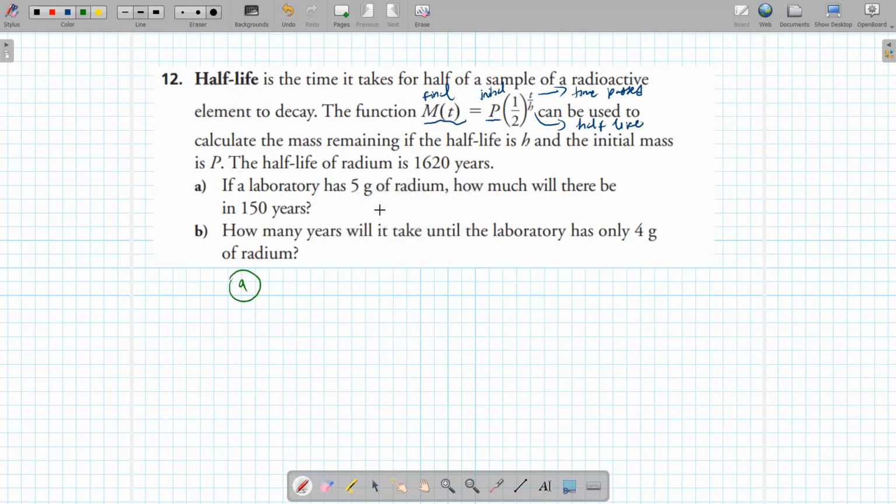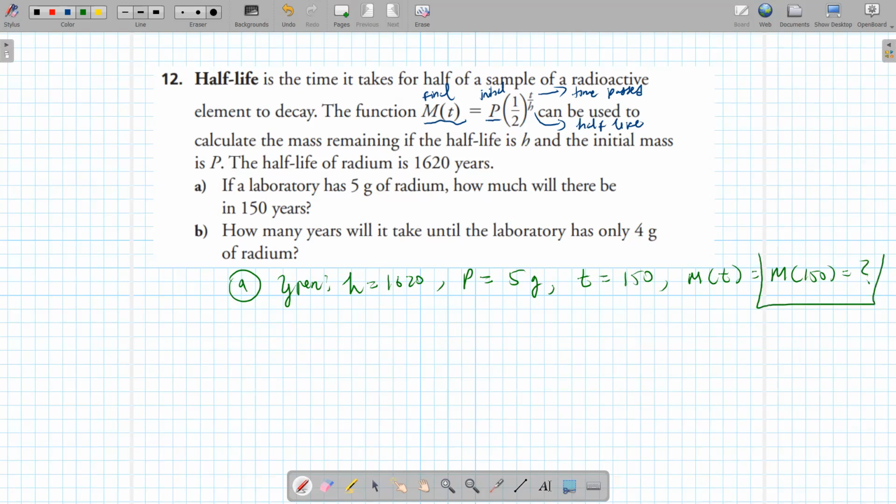Let's look at A. It's what is given in part A. Well, we know the half-life H is 1620. And we know if this one has 5 grams of radium, that's going to be our starting weight. P is 5 grams. And we know the time that passes is 150 years. And it's asking us for the Y value. M of T in this case is going to be M of 150. What is the mass of this thing after 150 years?